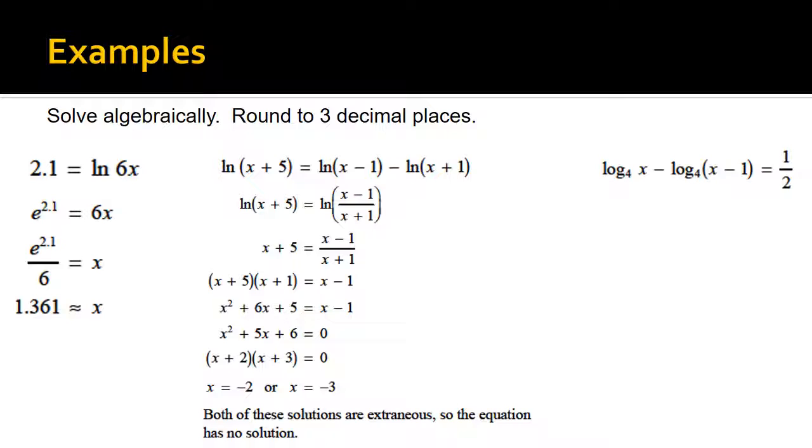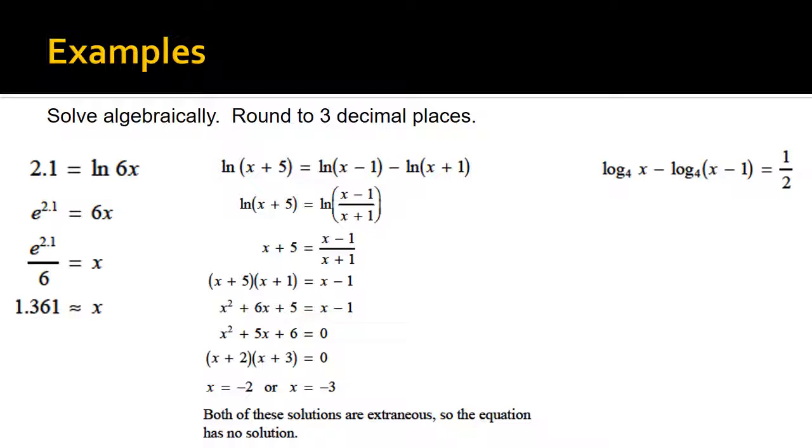Both of these are extraneous, and if you're wondering why, take them and put them into the original equation. Now, the left-hand side is fine, but that natural log of x minus 1, both of these give us a negative argument. We cannot have a negative argument, so there is no solution to this problem.